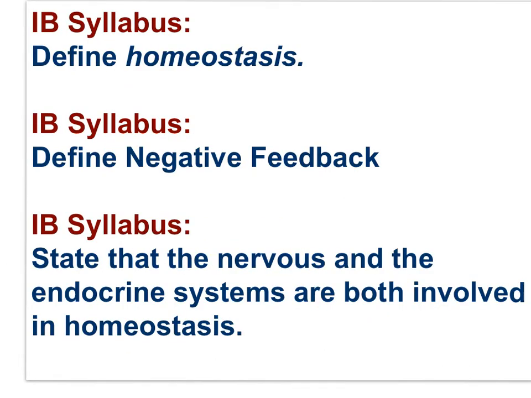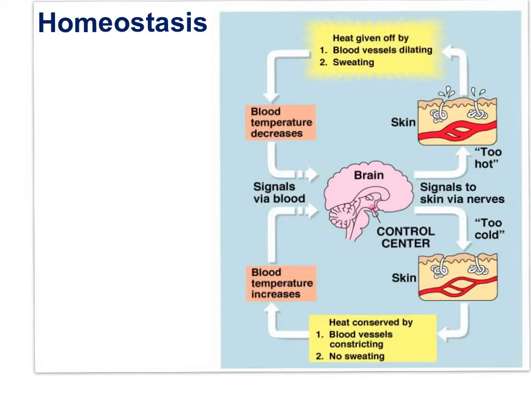Here are the IB syllabus statements that support the definitions that I just provided in the last slide. IB syllabus: define homeostasis, define negative feedback, and lastly, state that the nervous and endocrine systems are both involved in homeostasis. Let's look at the homeostasis of body temperature and take note of the negative feedback processes at work.